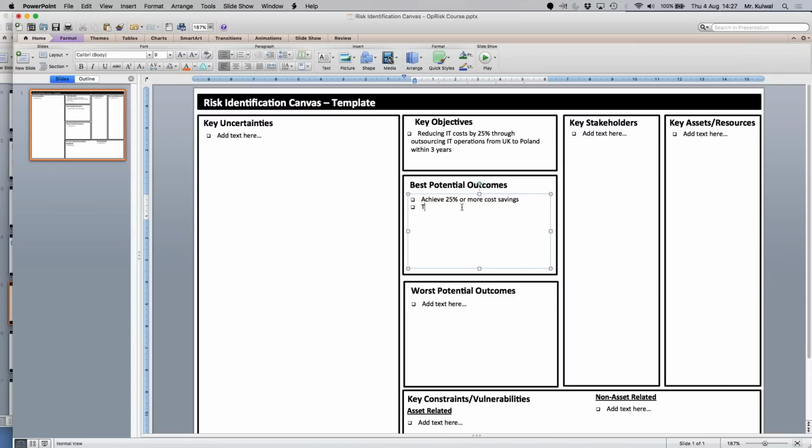Okay, so another outcome is that we are able to transition to Poland without any disruption. One of the positive outcomes of achieving that objective, or we would consider it to be successful, is if we make the transition, but our IT systems still keep running and our customers don't see any impact.